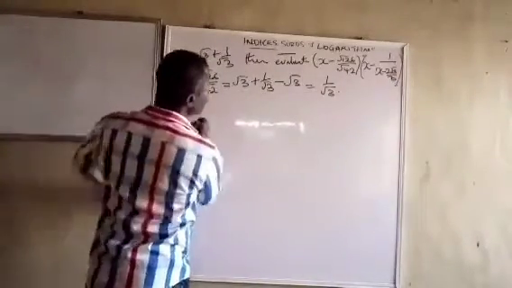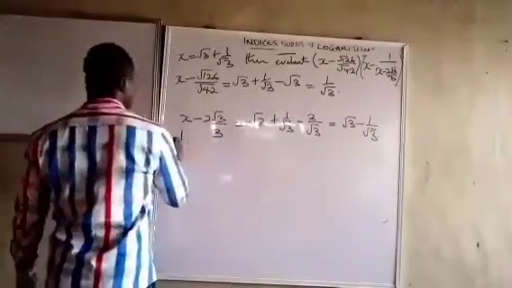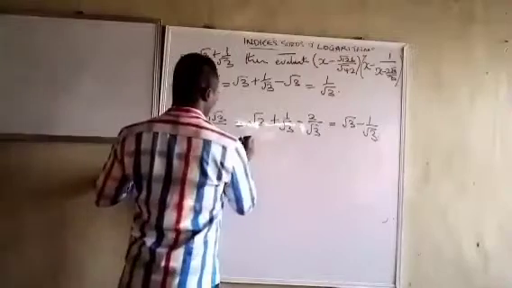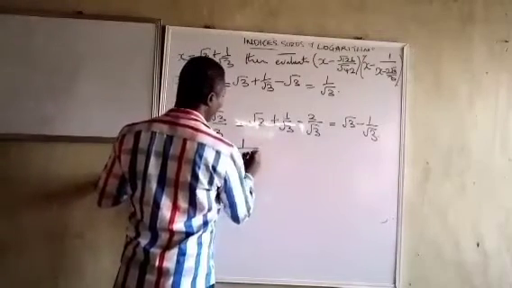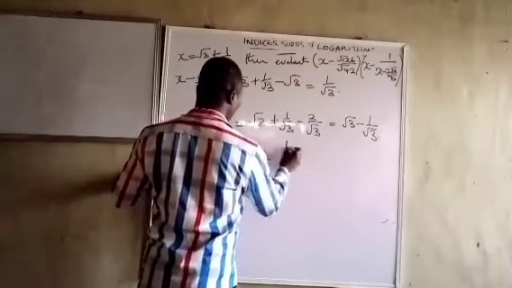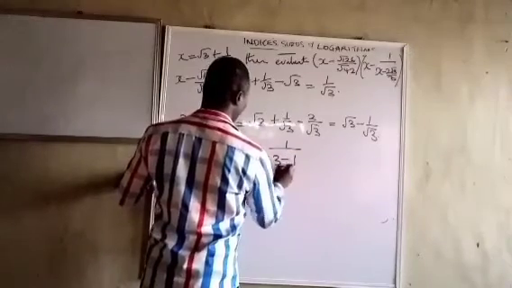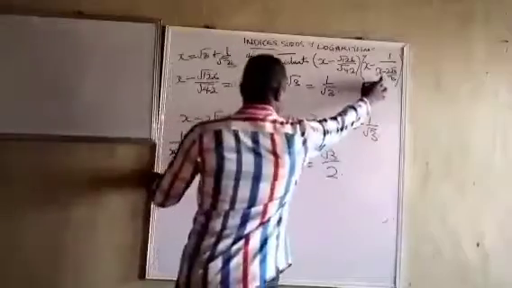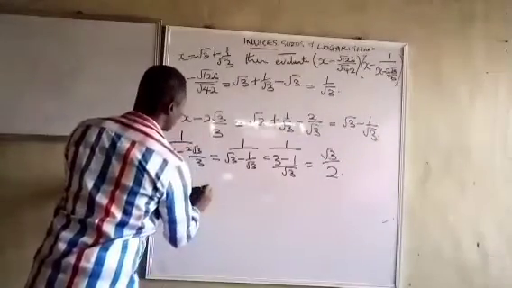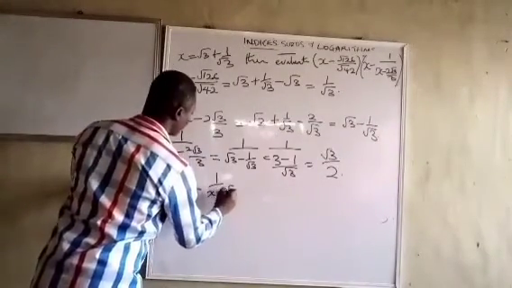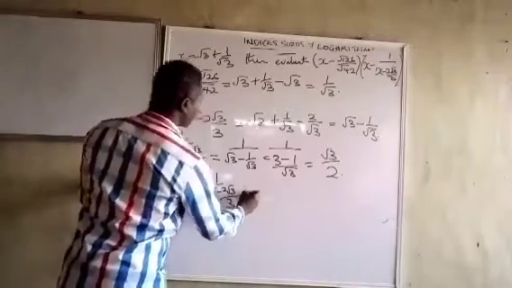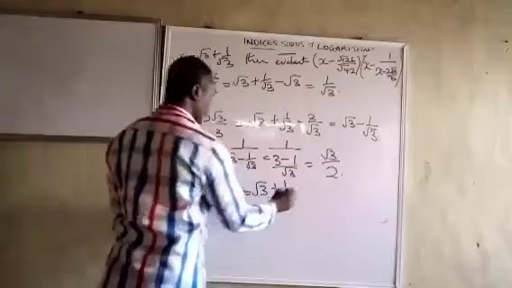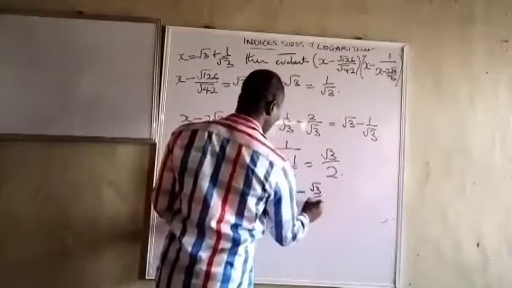x minus 1 over x minus 2 root 3 over 3 will be equal to 1 over root 3 minus 1 over root 3, which will give me 1 over root 3 minus 1 over root 3, which is root 3 over 2. So this is root 3 over 2. Therefore, x minus 1 over x minus 2 root 3 over 3 is going to give me root 3 plus 1 over root 3 minus root 3 over 2.